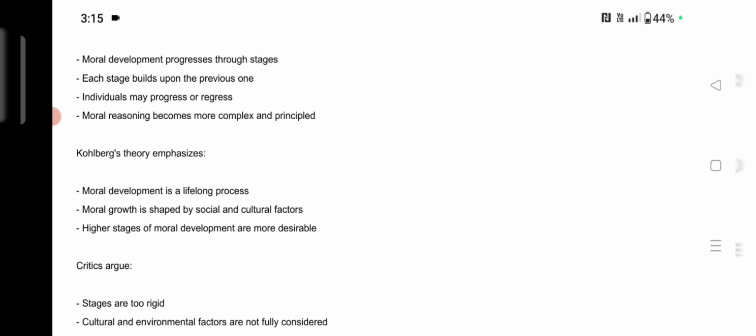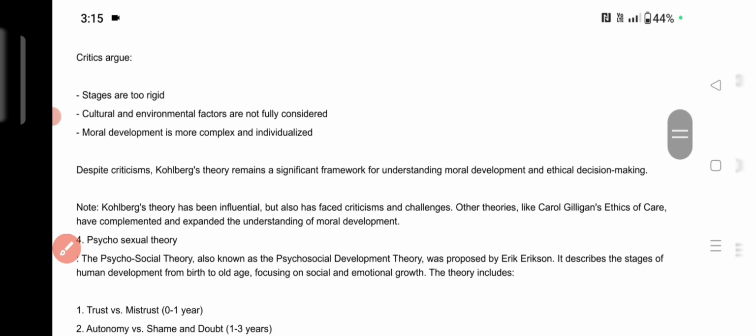So this theory also has some critical arguments. Those are: stages are too rigid, and cultural and environmental factors are not fully considered. Moral development is more complex and individual.